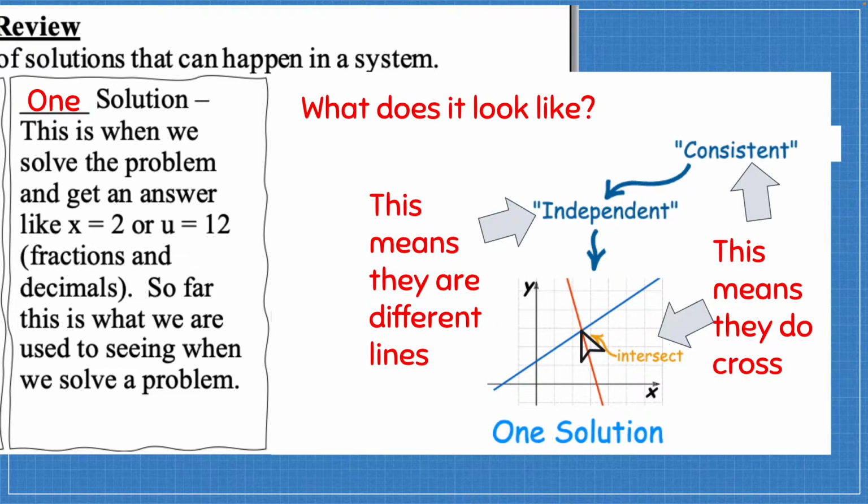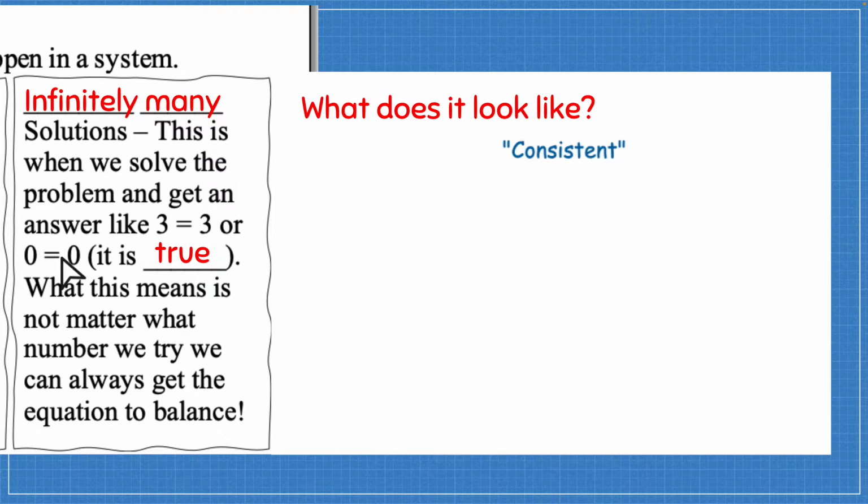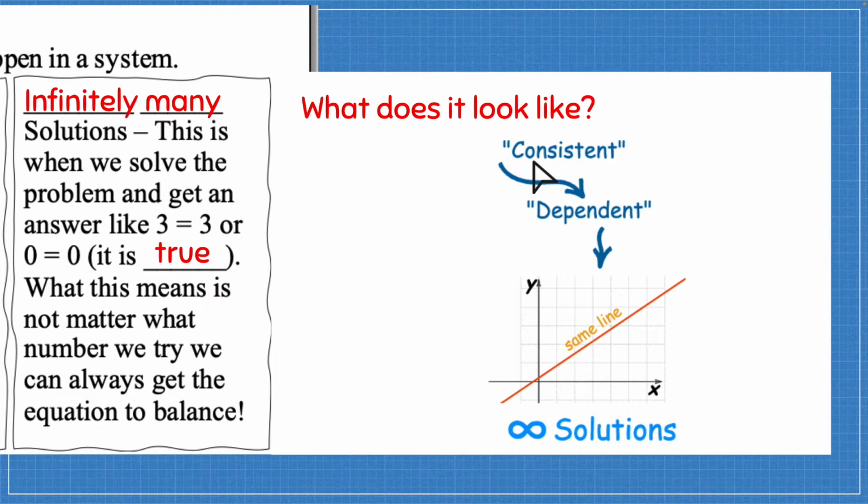Okay? All right, the last one we have is infinitely many solutions. This is when we solve the problem and we get an answer like 3 equals 3 or 0 equals 0. Well, that is true. 3 does equal 3. 0 does equal 0. So what this means is no matter what number we try, we can always get the two equations to balance. And what does that look like? So again, they're consistent because they cross, but now they're dependent. The last one was independent because the lines were going in different directions. They're completely different lines. Dependent actually means they are the same line. So it looks like it's one line, but there's actually two lines graphed there. They're just one right on top of the other.